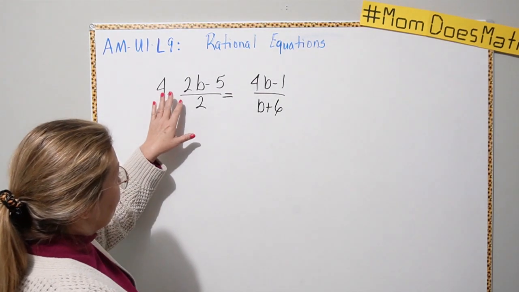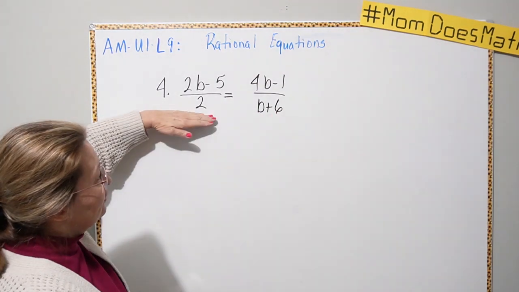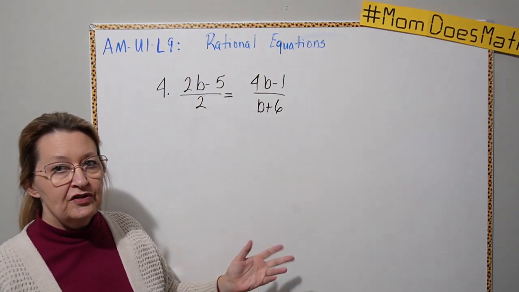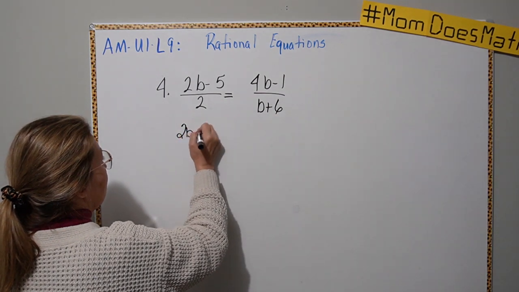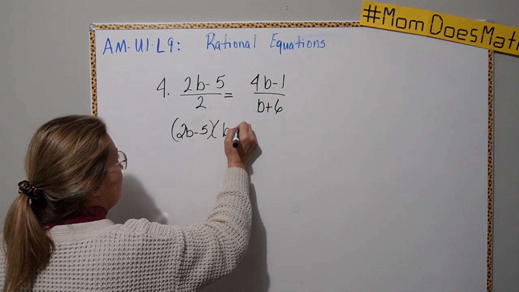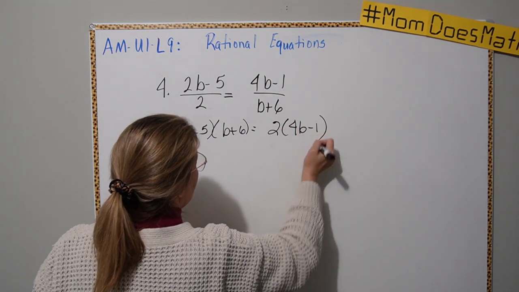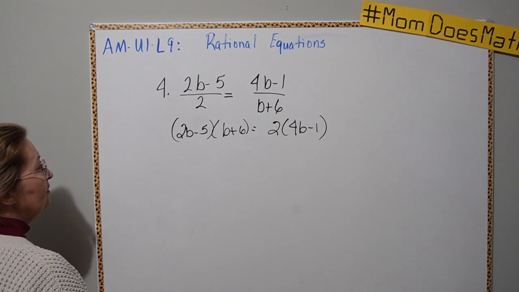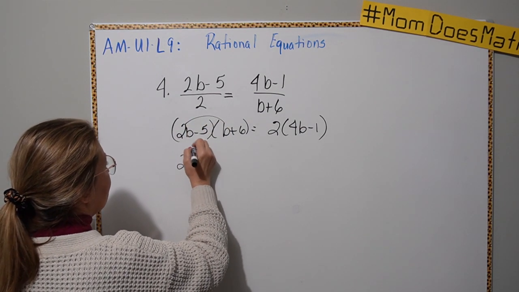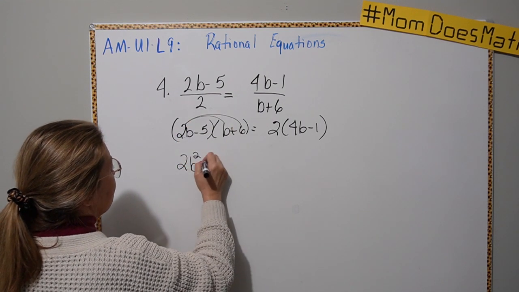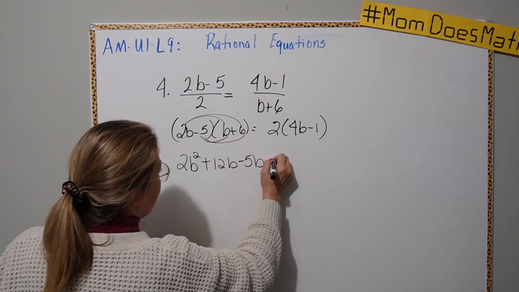And number 4, 2b minus 5 over 2 equals 4b minus 1 over b plus 6. Once again, we have single fraction equals single fraction, so you definitely want to choose the proportion method. So 2b minus 5 times b plus 6 equals 2 times 4b minus 1. And we are ready to distribute and solve. So here, 2b times b is 2b squared, and 2b times 6 is 12b. This will be negative 5b and negative 30.